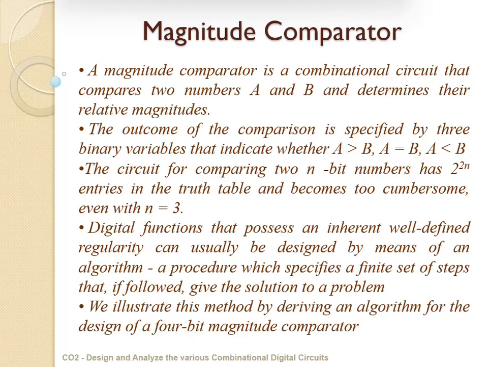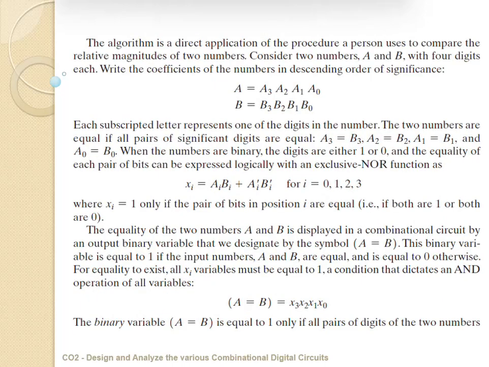So for comparing two n-bit numbers, it has 2 to the power 2n entries in the truth table and it becomes too complex even with n equal to 3. So we illustrate this method by deriving an algorithm for the design of a 4-bit magnitude comparator. The algorithm is a direct application of the procedure a person uses to compare relative magnitudes of two numbers.